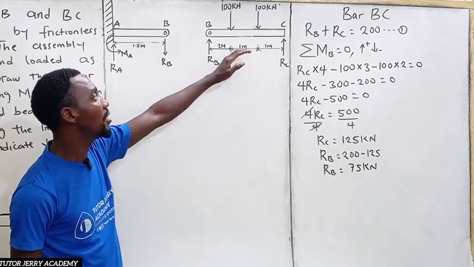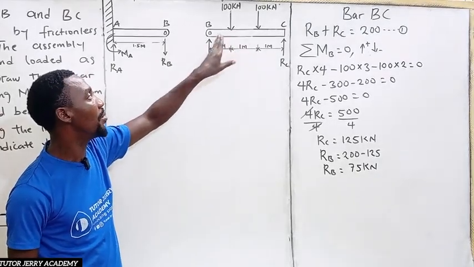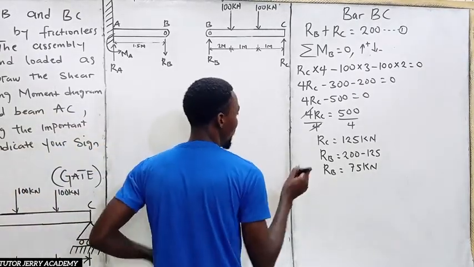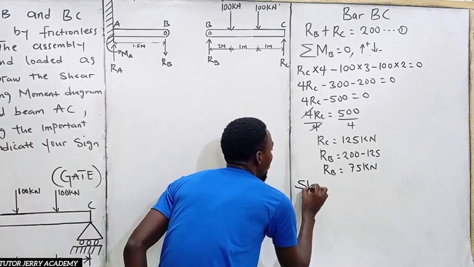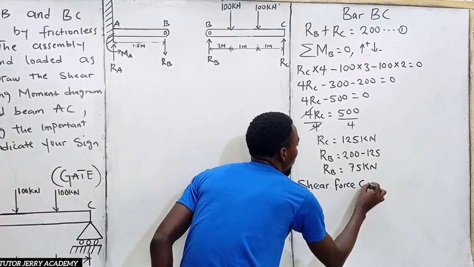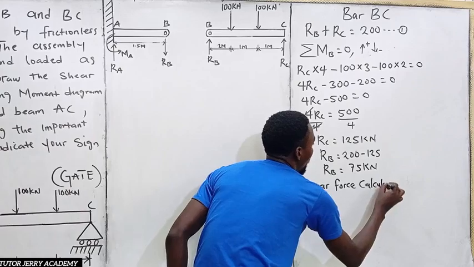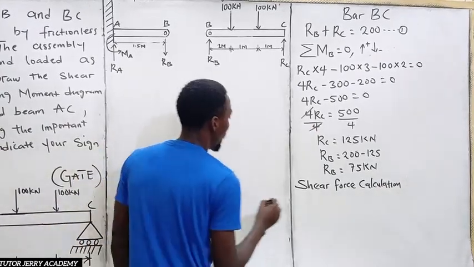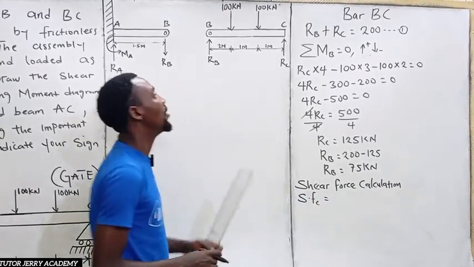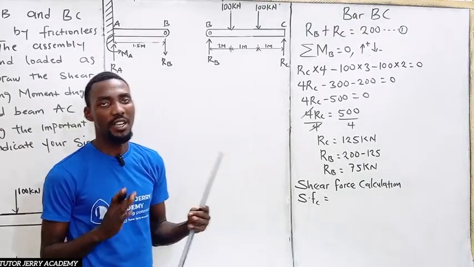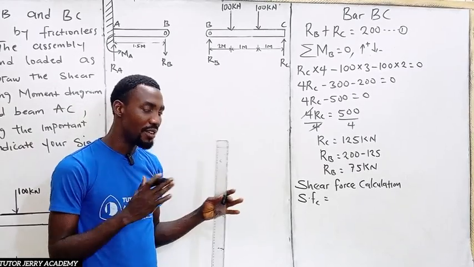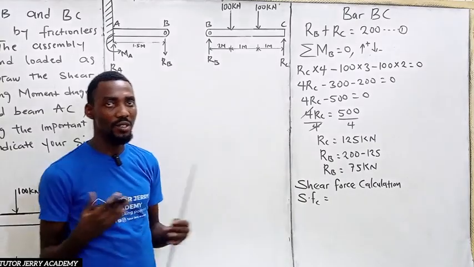All right. So now the next thing we are going to be doing is calculating the shear force for bar BC and the bending moment for bar BC. All right. So for bar BC, the shear force calculation now. So here we are going to start with the shear force at C. All right. So the shear force at C, we know from the definition of shear force is the algebraic sum of forces acting on the beam, either to the left or to the right.